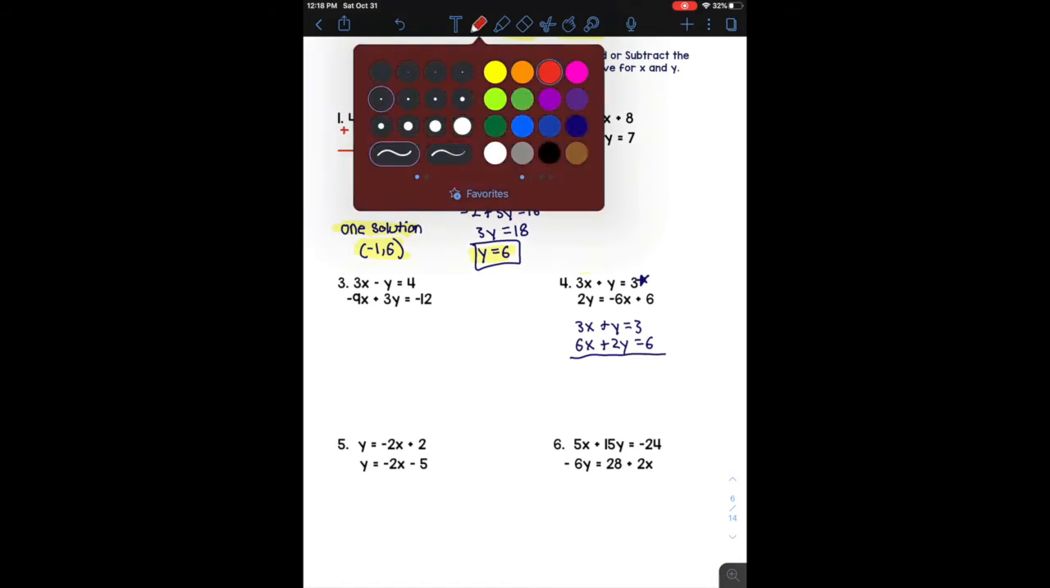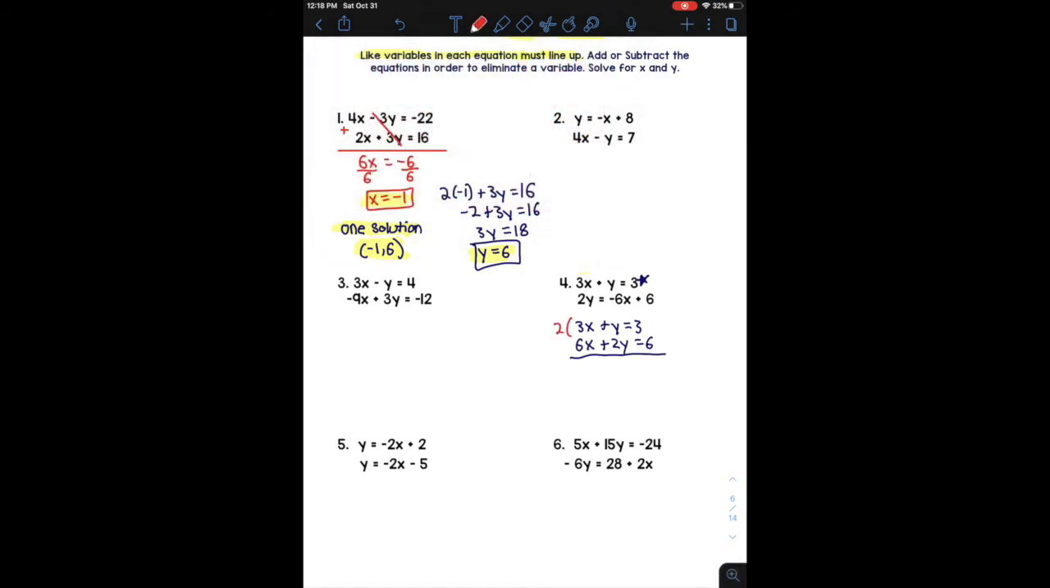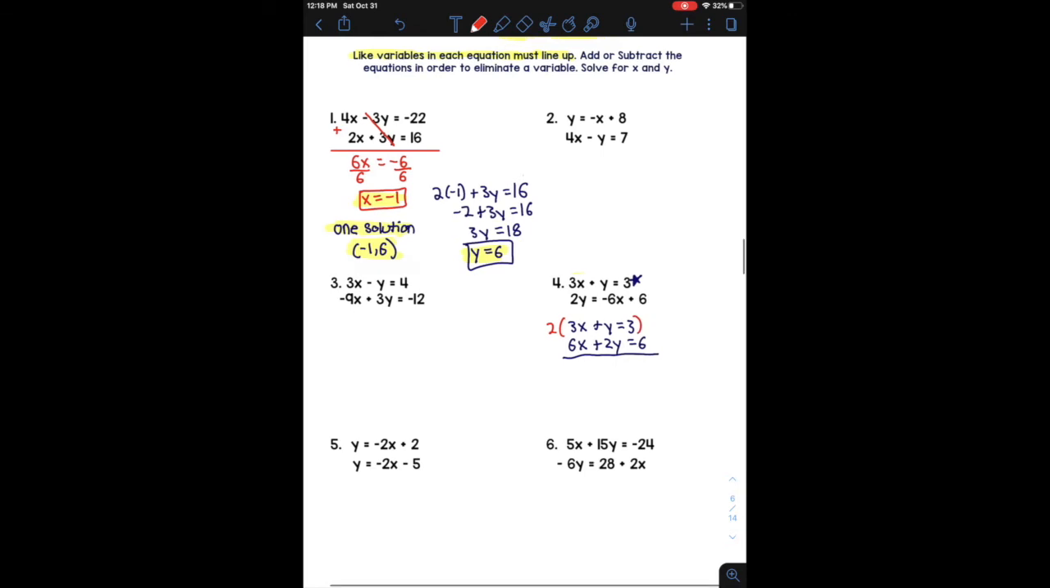For example, I can multiply the first equation by 2 to then get the equation 6x plus 2y equals 6. I'm going to rewrite our second equation, which happens to be the same thing, but now I know if I subtract, I will eliminate not only one of the variables, but actually both of the variables in this case. 6x minus 6x is 0, 2y minus 2y is 0, and 6 minus 6 also happens to be 0.